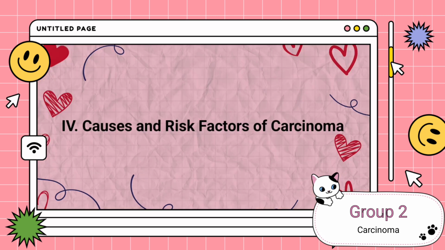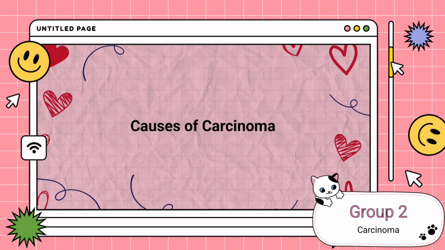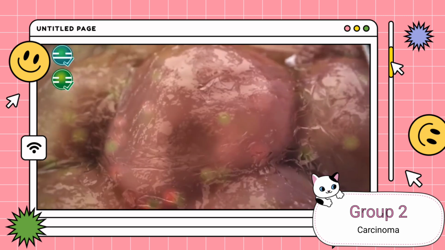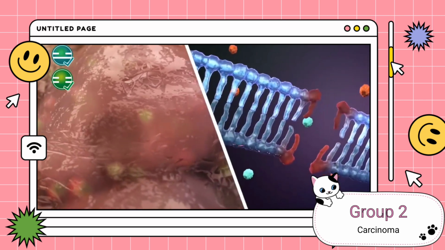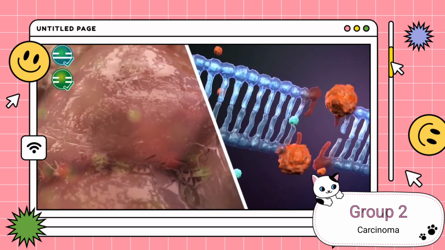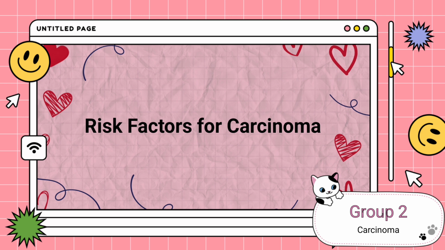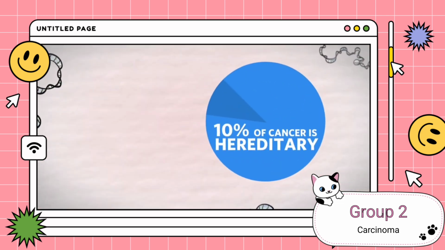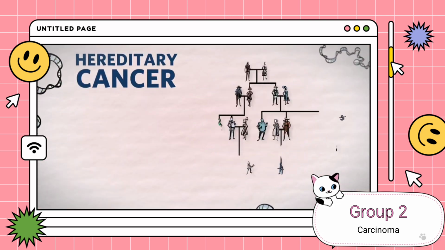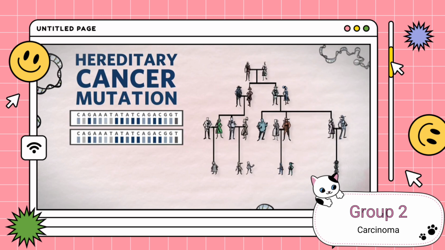Part 4. Causes and risk factors of carcinoma. Causes of carcinoma. DNA damage and genomic instability lie at the core of carcinoma development. Risk factors for carcinoma. Genetics, inherited mutations, and family history can increase the risk.